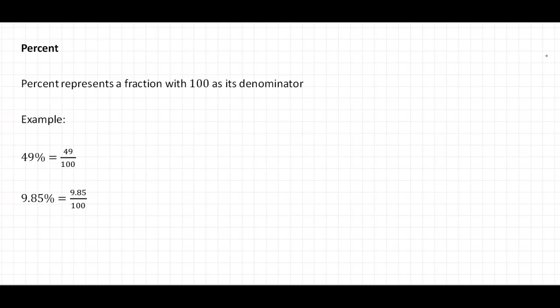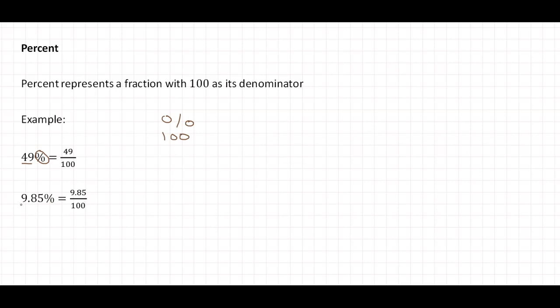Now, percent simply is a fraction with 100 as its denominator. So if I have 49%, it's 49, and I need 100 as its denominator. When I remember learning percent, one of the ways that I remember this is when I look at this zero, then I see this line and zero, I always just looked at it as 100. That's kind of how I remembered it, and it's stuck ever since.